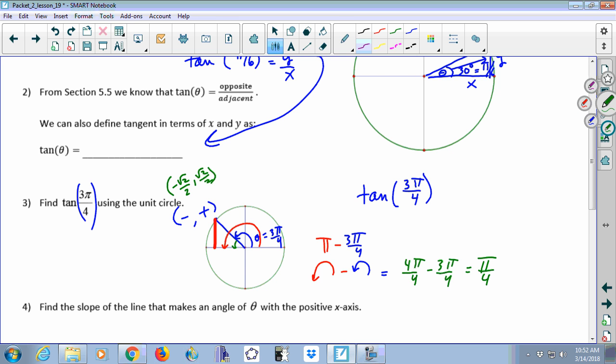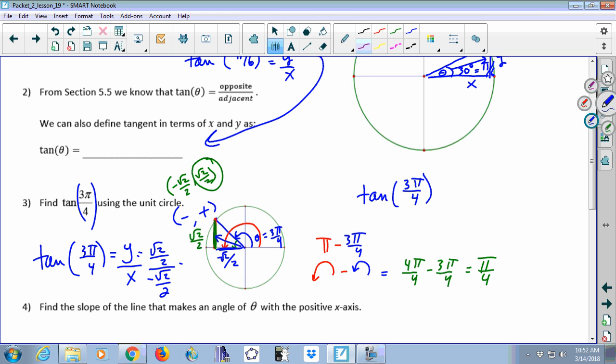How are we going to get the tangent? Well, we know that this is our y value. That's this height right here, square root of 2 over 2. And we know the x value is negative square root of 2 over 2. So tangent, remember, is the opposite. The opposite is the y value, which is square root of 2 over 2, over the adjacent, the x value, which is negative square root of 2 over 2. So when I divide those two, I get negative 1. So my tangent is negative 1.